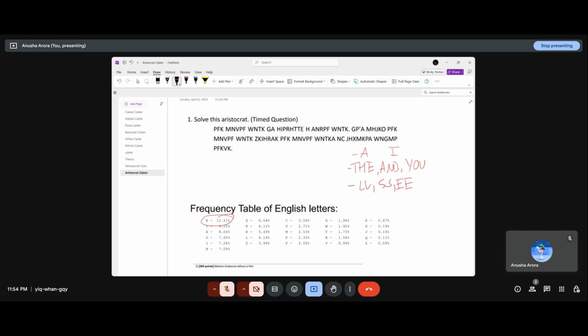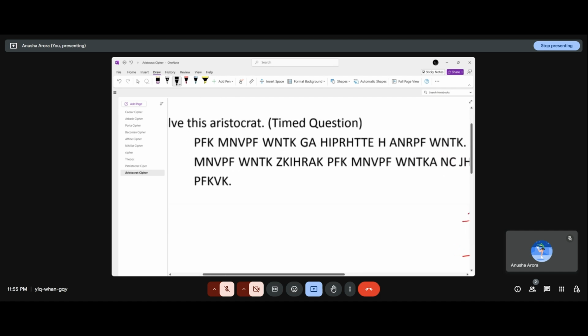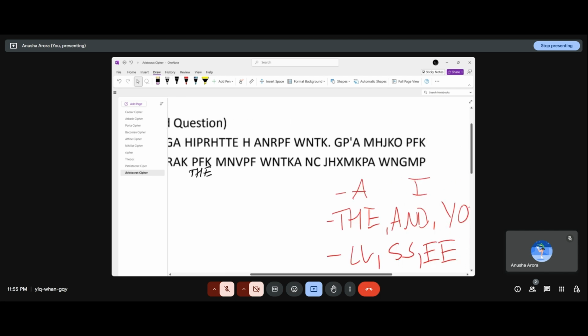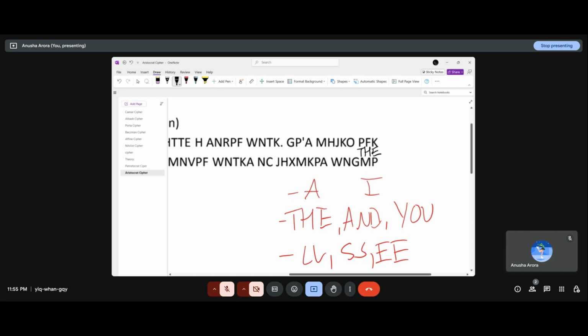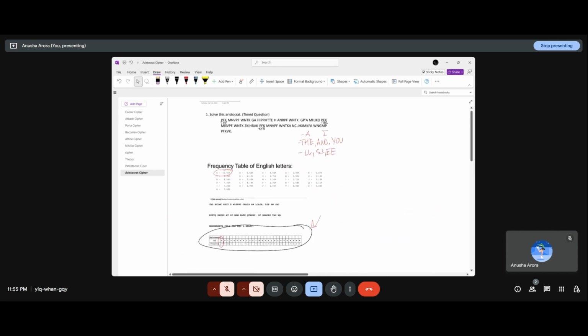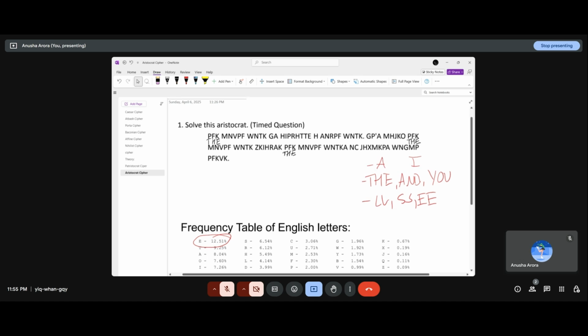So the first thing you want to notice is that we have double letters. We have a single letter here, and then we have this apostrophe. And the apostrophe can only mean apostrophe S or apostrophe T, really. And if you keep looking, we also have this repeated phrase PFK, PFK, and PFK. So an intuitive guess is going to be that the PFK is a the, and a the right here.